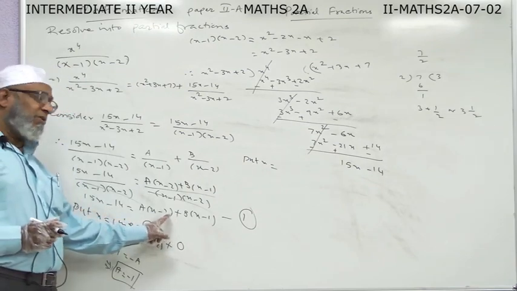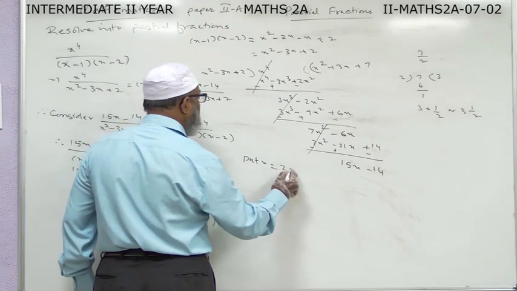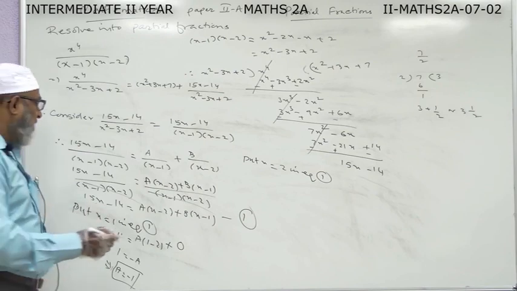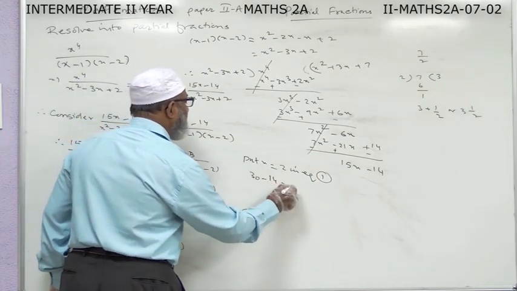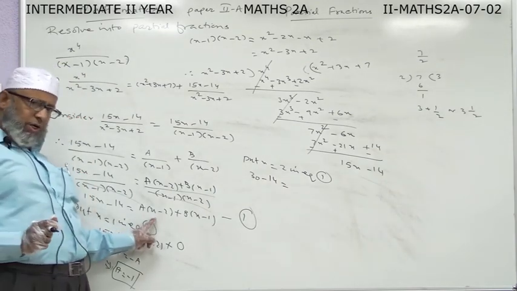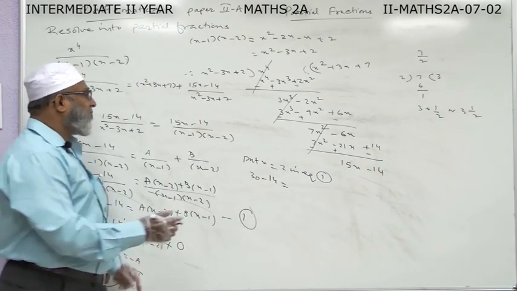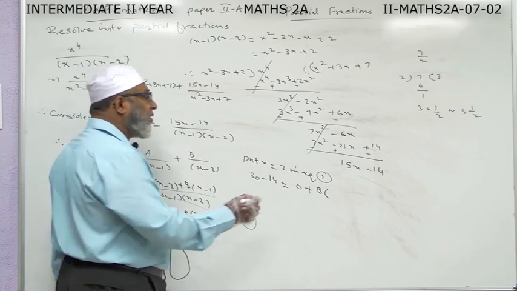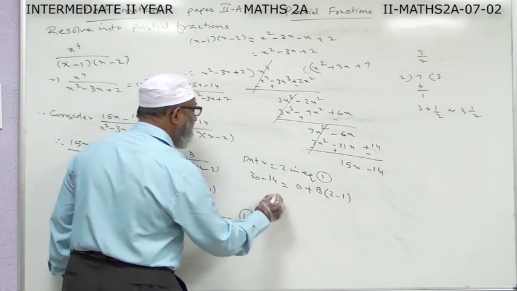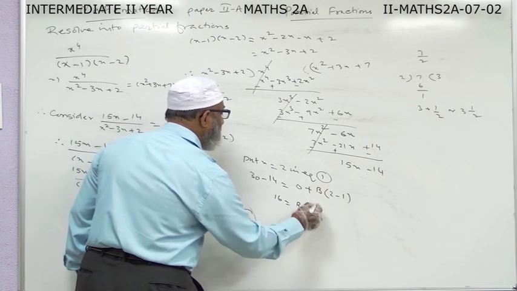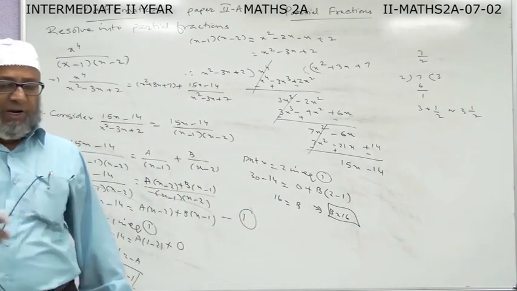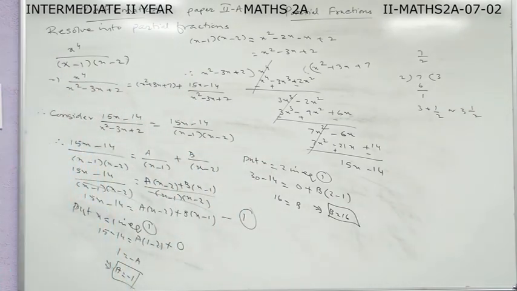Again, here minus 2 is there. What is the opposite number of minus 2? Plus 2. So put x equal to 2 in equation 1. Now, if I put x equal to 2, what happens? 15 into 2 is 30, 30 minus 14 is equal to 16. On the right side, 2 minus 2 is equal to 0, so this part will become 0, plus b into (2 minus 1), which is 1. So 16 is equal to b. So it means that b is equal to 16. So I got the values of a and b: b is equal to 16 and a is equal to minus 1.